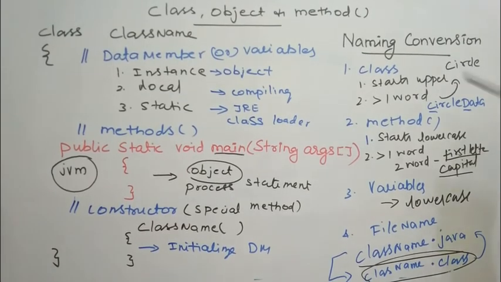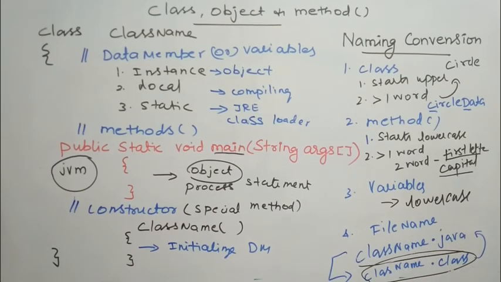So these are all the different rules we need to follow while giving names for class, method, variables and file name. If we change the file name, then we have to relate the file name with the corresponding bytecode file name. So it is better to keep the file name as the class name which contains our main method. These are all the different rules we need to follow while giving names.